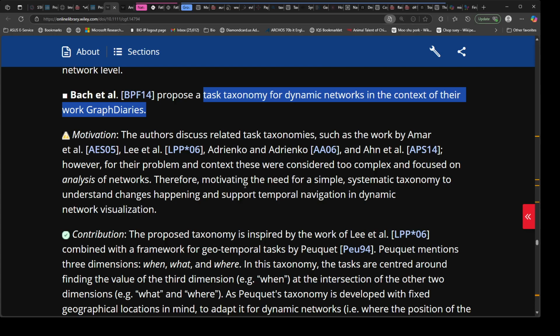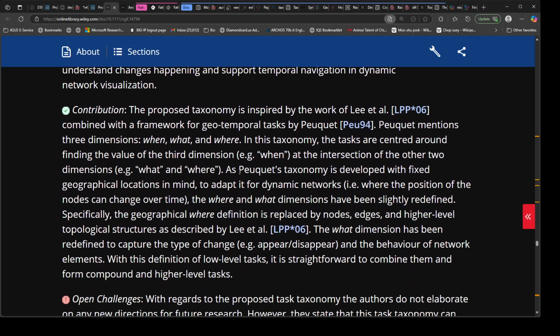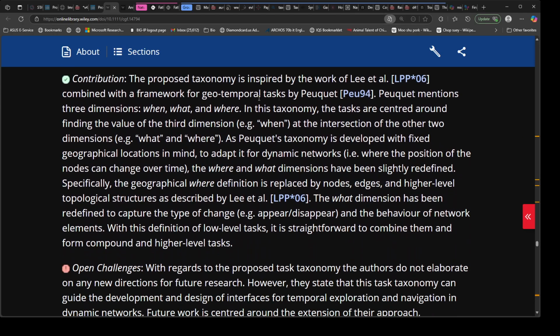Image contribution. The proposed taxonomy is inspired by the work of Lee et al. [LPP 06], combined with a framework for geotemporal tasks by Peuquet [PU 94]. Peuquet mentions 3 dimensions: when, what, and where. In this taxonomy, the tasks are centered around finding the value of the third dimension, for example when, at the intersection of the other 2 dimensions, for example what and where.